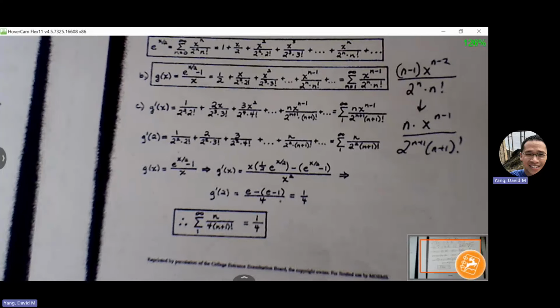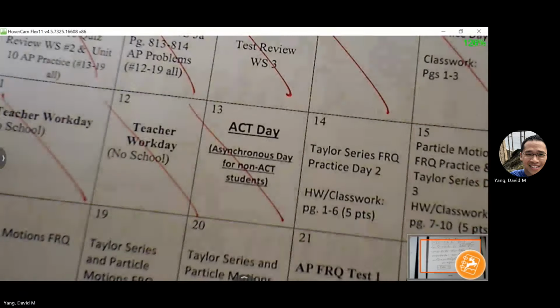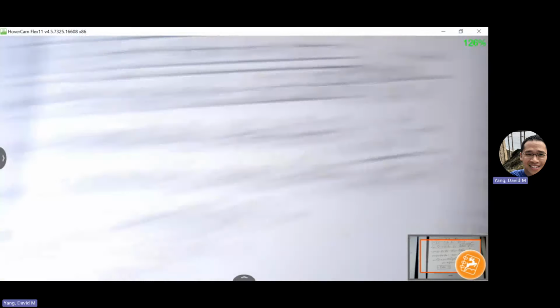Okay, so that's a tough one. That part C was kind of a strange way of asking us to play with those ideas. So let's go to page 11 and just continue working through. And I will highlight the problem after you guys have had a chance to try it. So our goal is to get through 11 through 15.